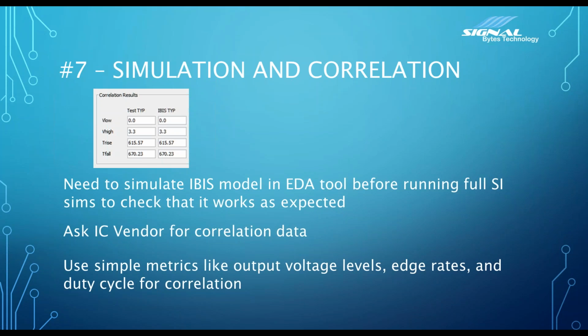There are different ways you can do correlation. Like I said, you can correlate to the original SPICE model data if you can get it, or you can even go into the lab and grab some data there and compare it to the actual silicon process corner that you have. So there are different levels of complexity in terms of your correlation.